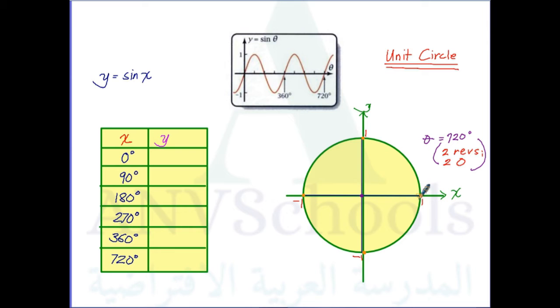If my x is equal to 0 degrees, just get your calculator and substitute 0 for x. That would be sine of 0 degrees, which is 0. And this is 1. This is 0. This is negative 1. This is 0. And this is 0.